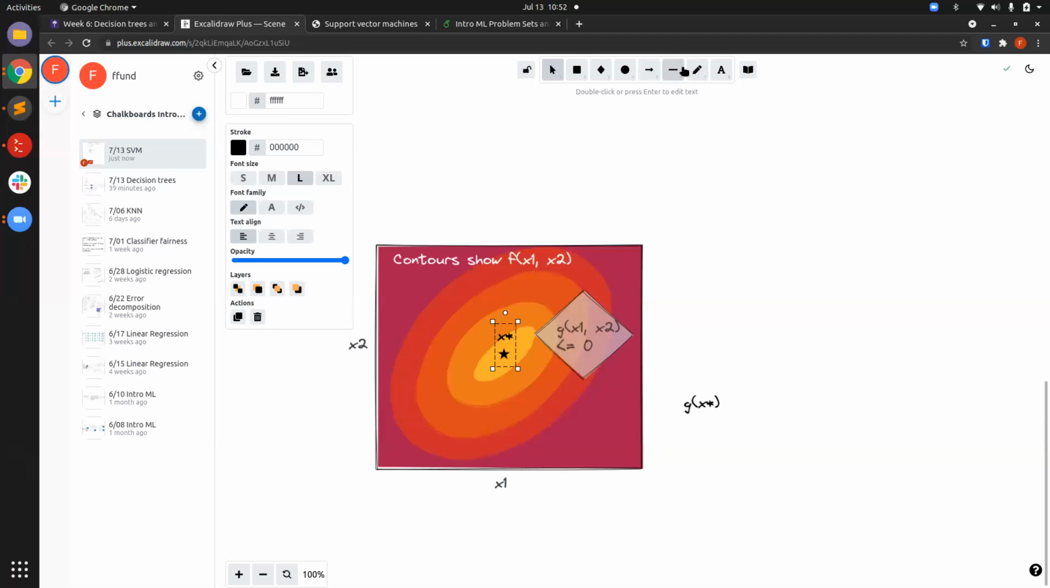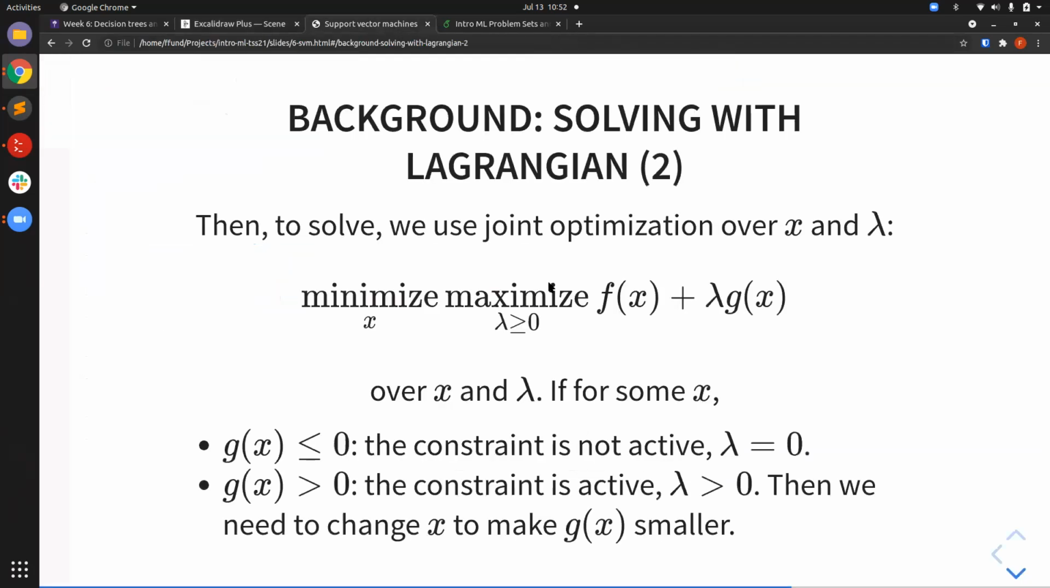Which direction am I going to go in to make g of x smaller? That means I need to move towards a feasible set, because a feasible set is where g of x is less than or equal to 0. So if the constraint is active, which means lambda is going to be greater than 0, then I need to move x in order to make g of x smaller in order to minimize the overall function. So that's how this joint optimization over x and lambda works.